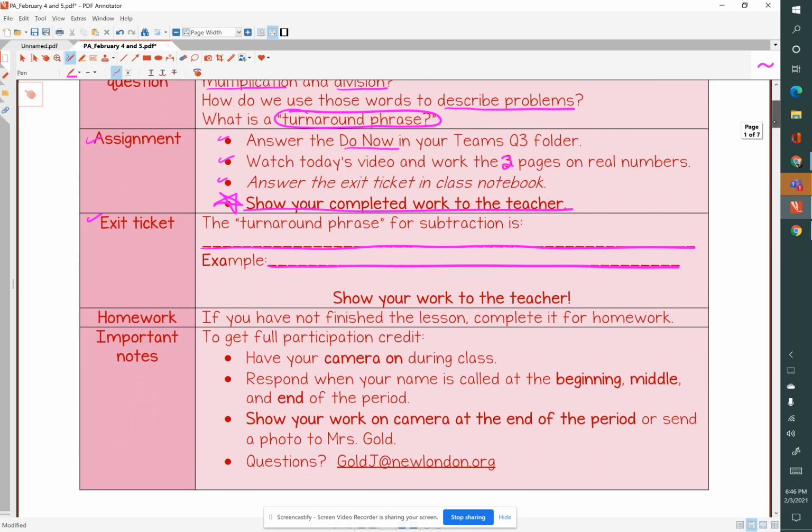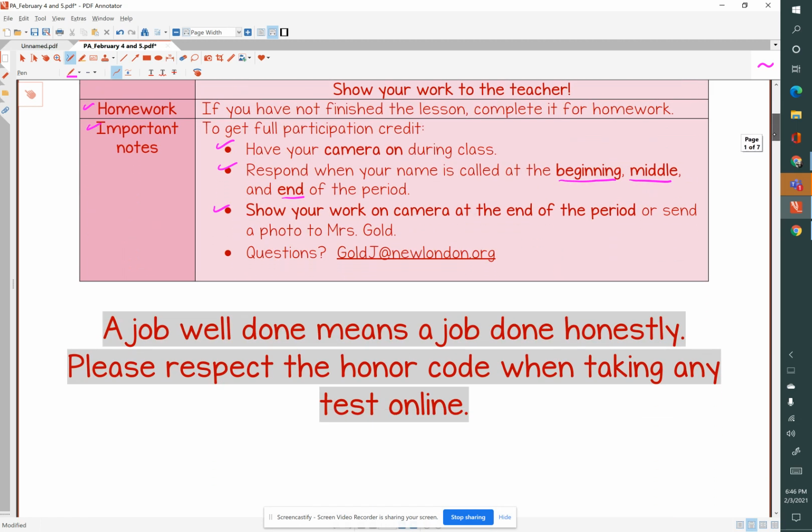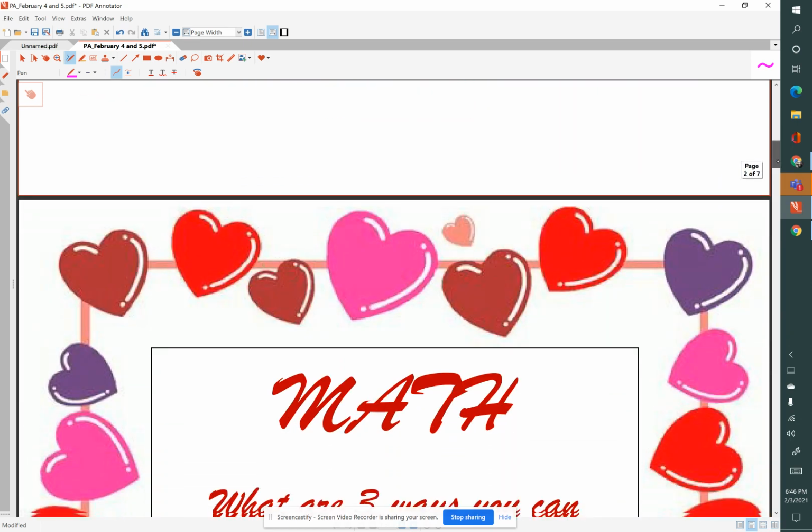So remember, show your work to the teacher. If you have not finished the lesson, that will be your homework assignment. Remember to get full participation credit. Have your camera on. Respond when your name is called at the beginning, middle, or end of the period. Show your work on camera at the end of the period. If you have a problem with that, send your photo to me. And questions you can email me. Remember, a job well done means a job done honestly. Please respect the honor code if you are taking any test online, whether it's math test or the MAP test.